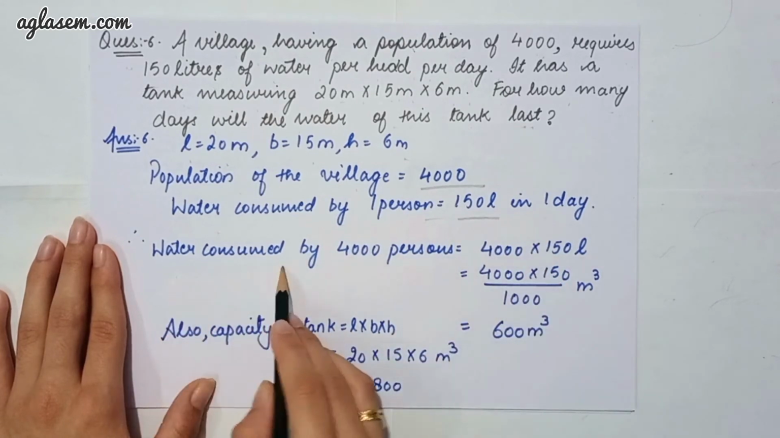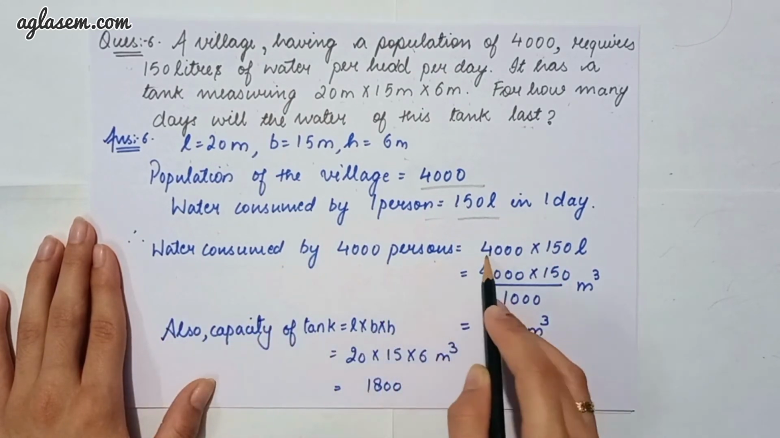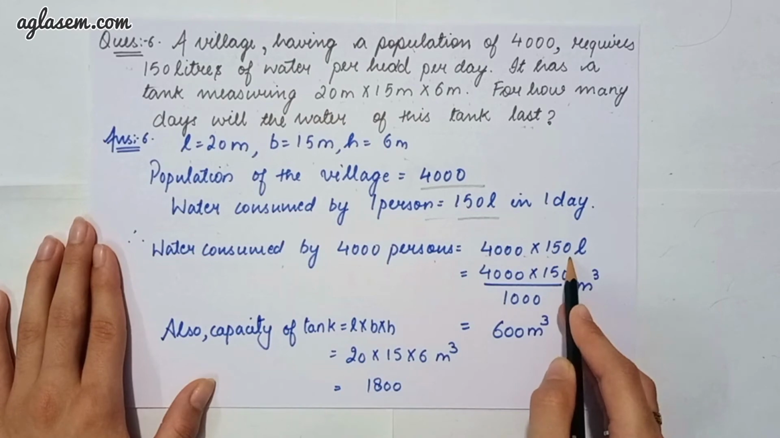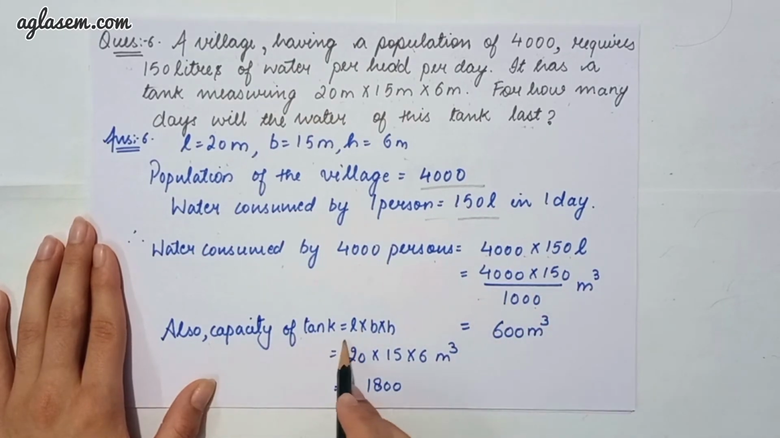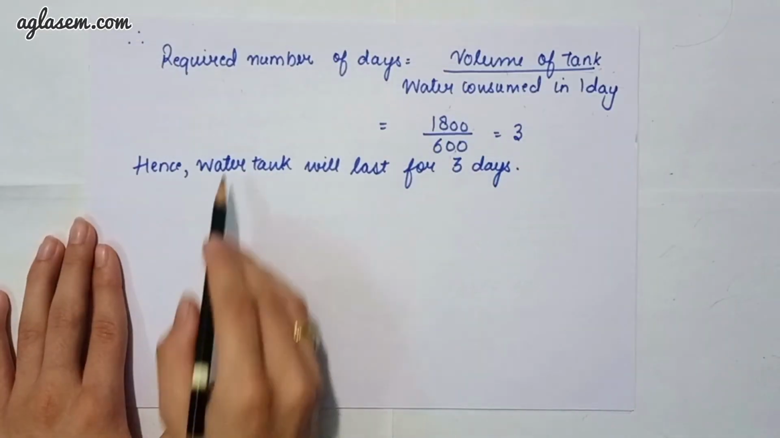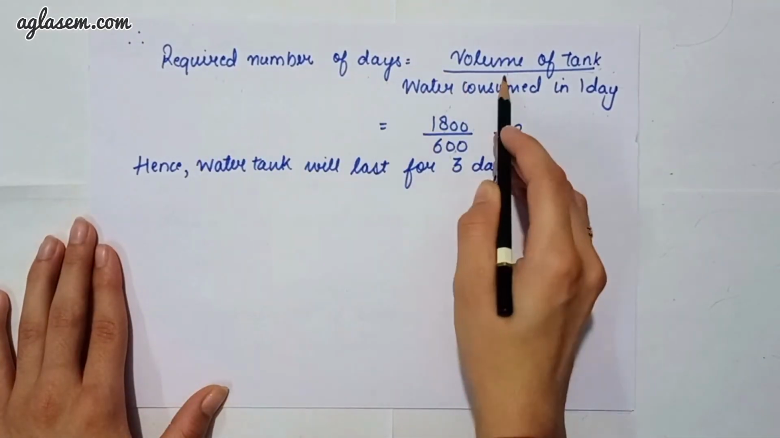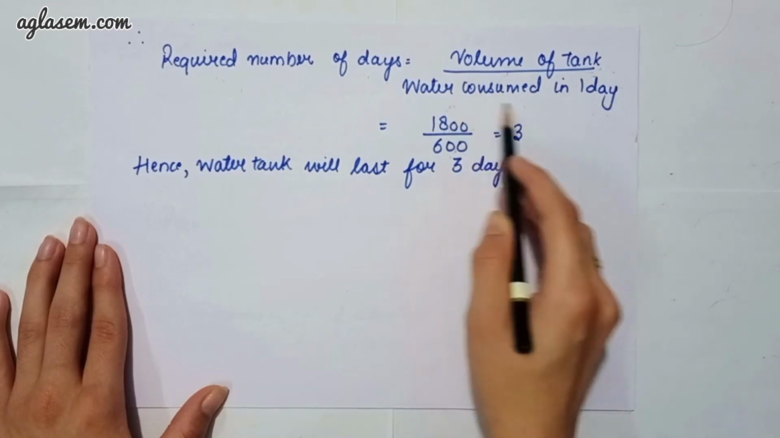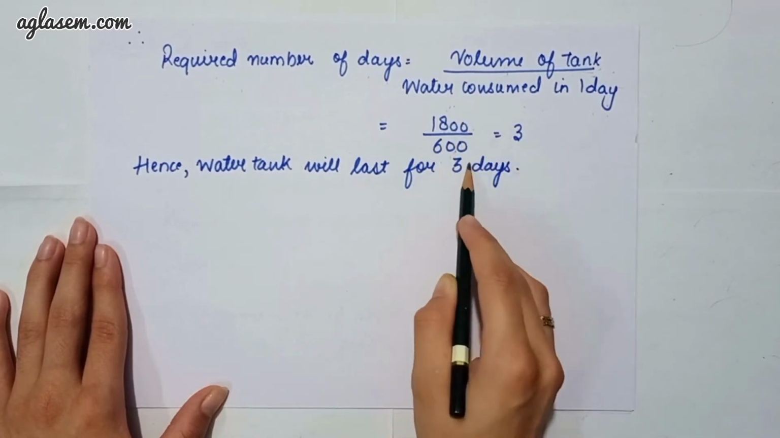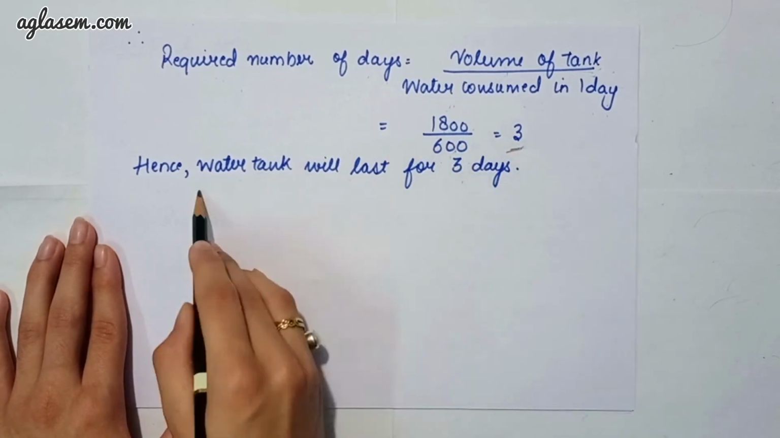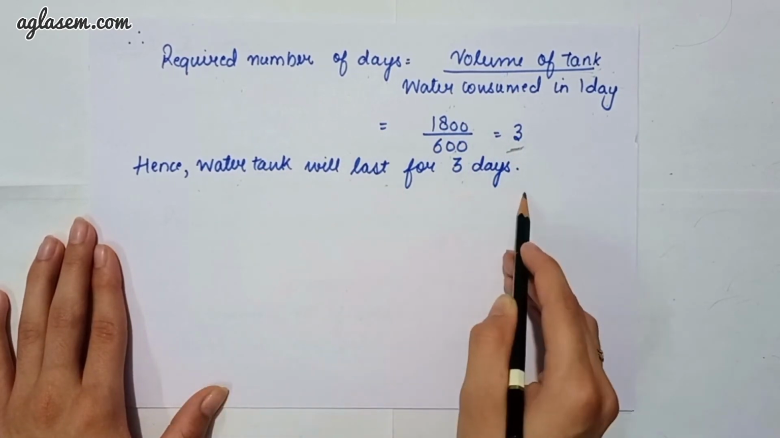So water consumed by 4,000 persons will be 4,000 into 150 liter divided by 1,000. Also the capacity of tank, that is L into B into H, which will be 20 into 15 into 6 meter cube, that is 1800. Further moving, required number of days, that is volume of tank divided by water consumed in one day, is equal to 1800 divided by 600, which will give you 3. So hence the water tank will last for 3 days.